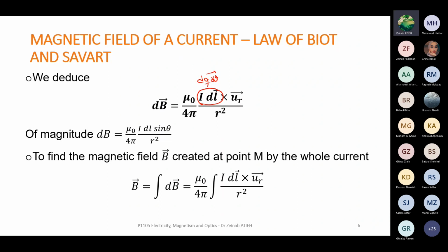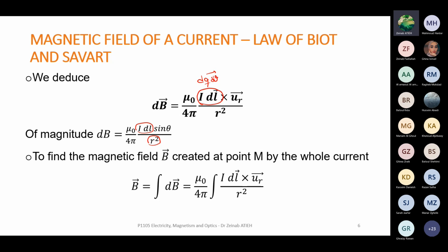So this is dB. Now, if I have to find the magnitude, then the magnitude will simply be mu0 over 4 pi, I dl over R squared, times sine theta. dl depends on the shape of the wire. If it's straight, similar to the electric field, if it's along the x-axis, dl will be dx. If it's along y, it will be dy. R is the distance to the point. It's similar to the electric field, and it's even easier. You will see it's even easier.